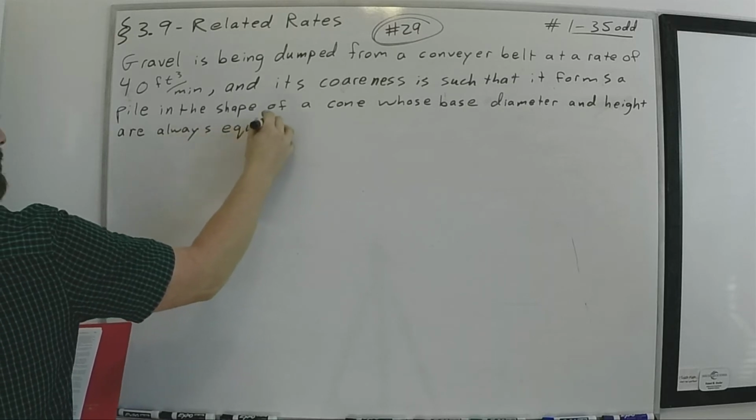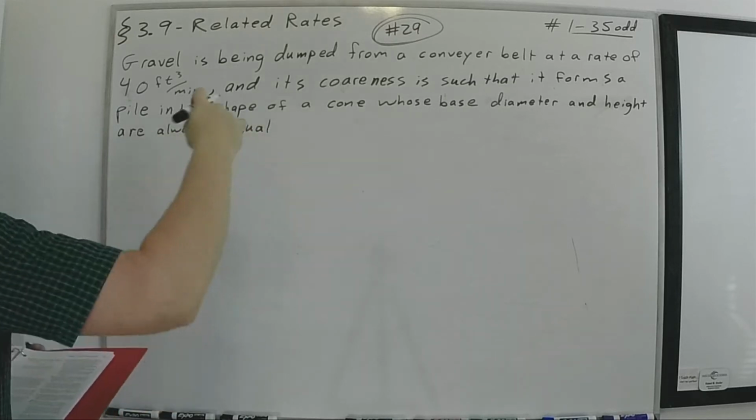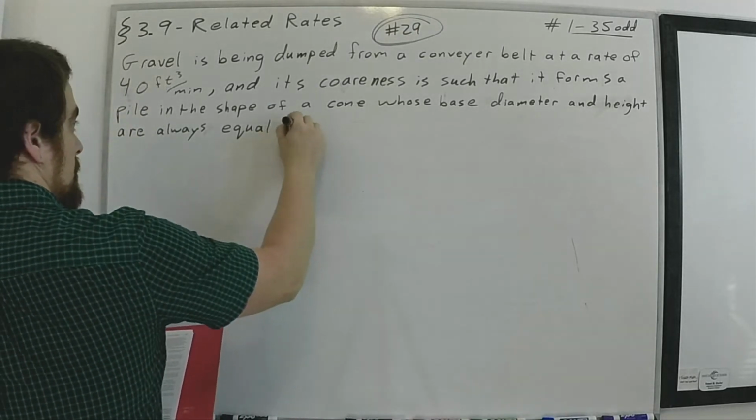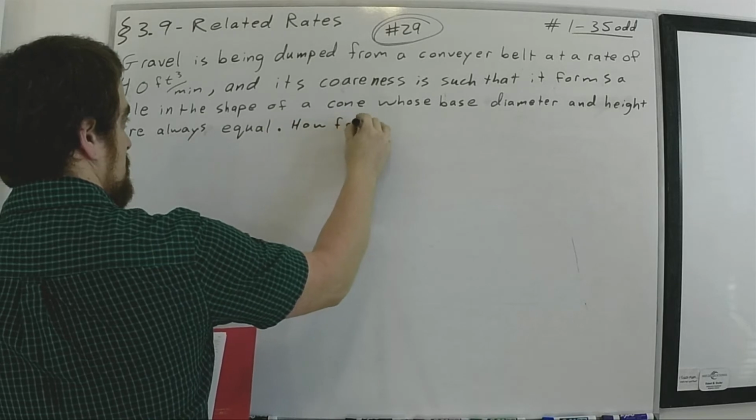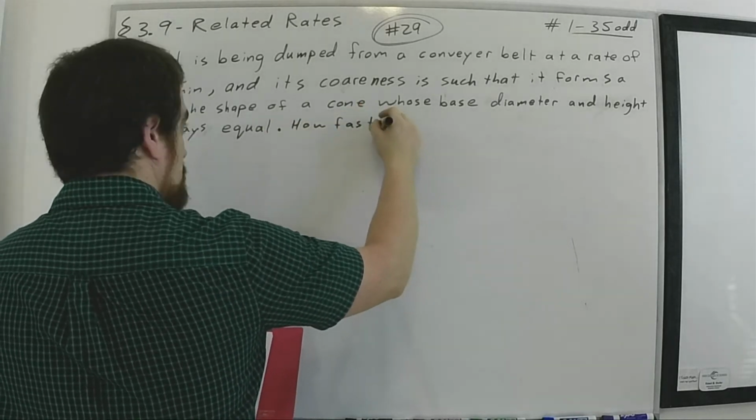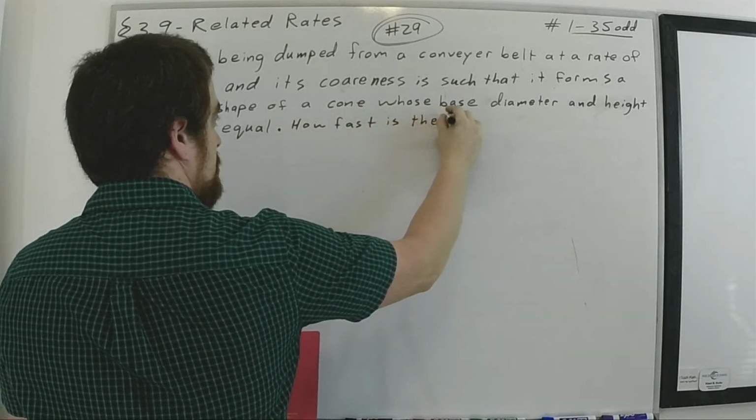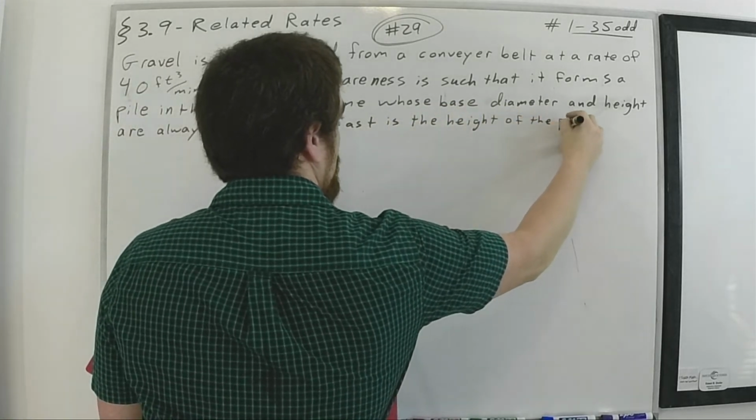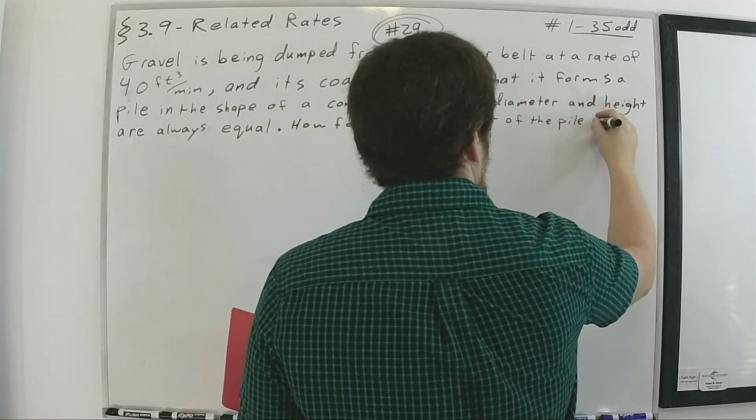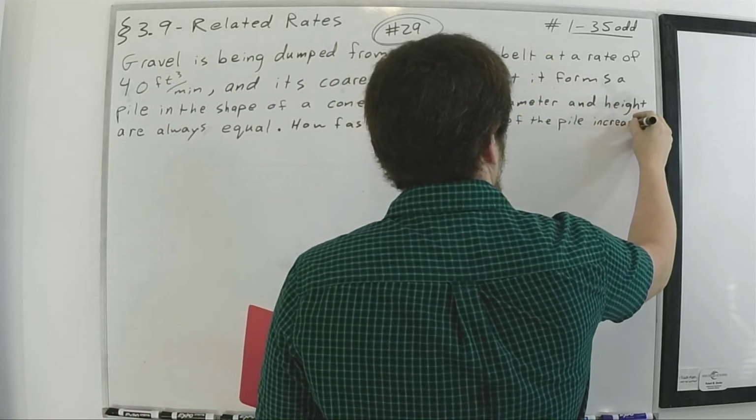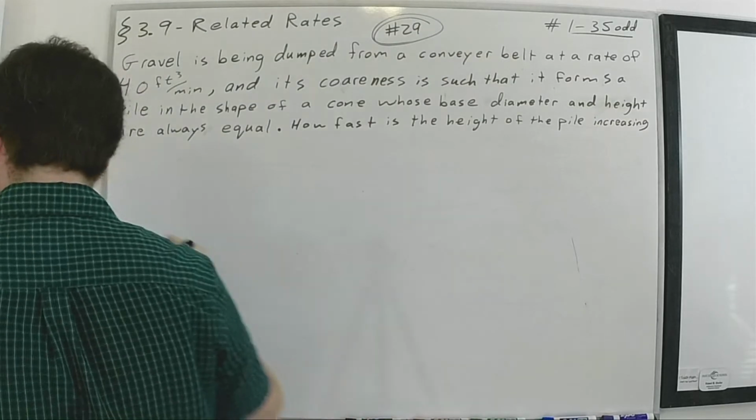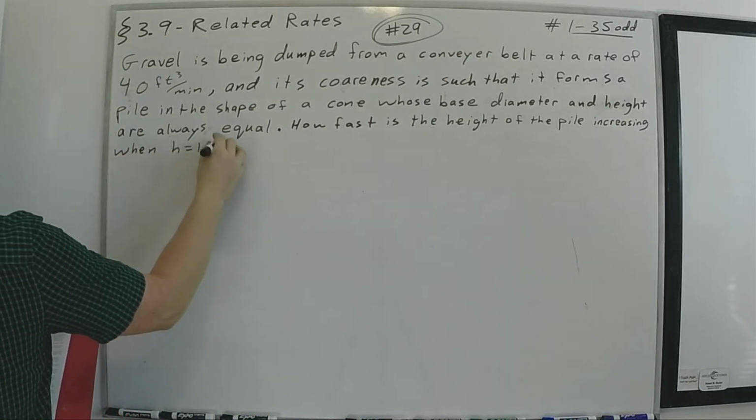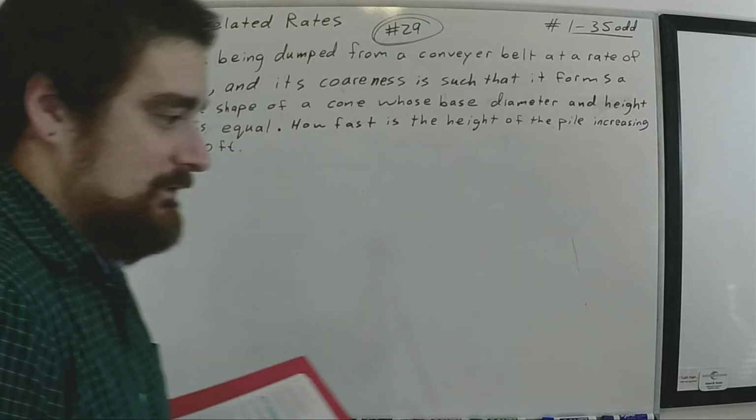So that maintains the fact that if the height goes up, the base goes up, the base gets wide the same amount. And it wants us to know how fast is the height of the pile increasing when the pile is 10 feet high, aka when h is 10 feet.